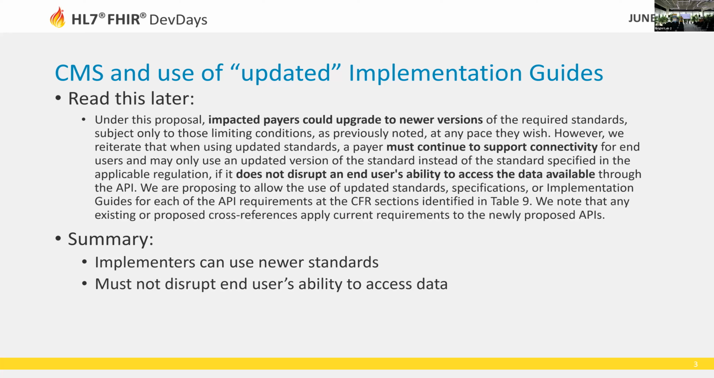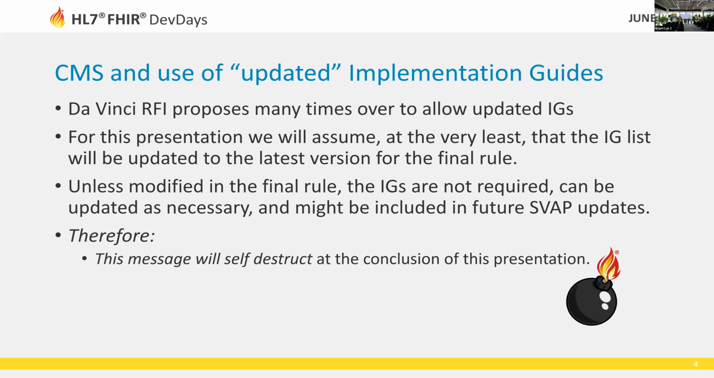But if you were to implement a newer version of the IG and it changes the entire functionality, then CMS would like you to use the original recommended implementation guide that they've outlined. And just to prove this, Da Vinci here has already proposed many times over to allow updated IGs. CMS has sort of accepted that in the regulation language like I showed here, but we could read it later. And so for this presentation, we're going to assume that we're going to use the latest IGs. So that's what I've deep dived for you and what I'm going to present today. And unless modified in the final rule, I think we should all proceed as if the newest IG is going to be used.